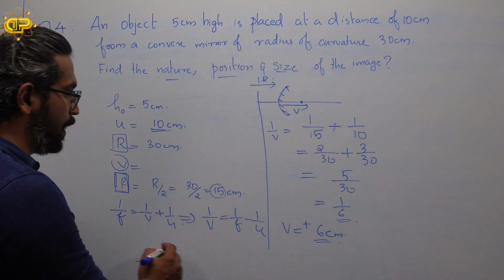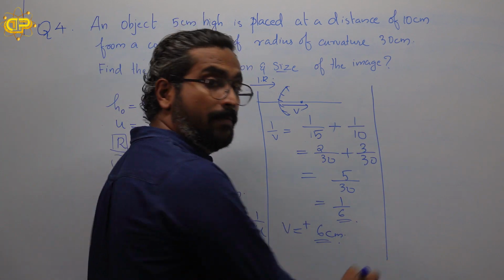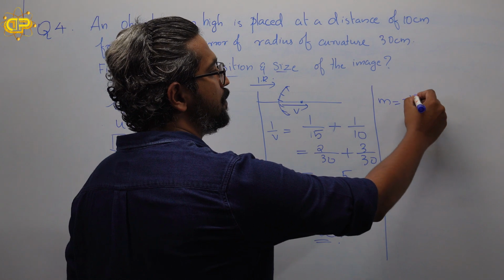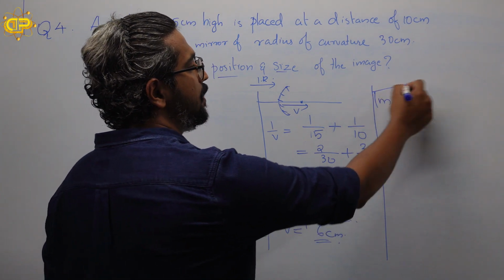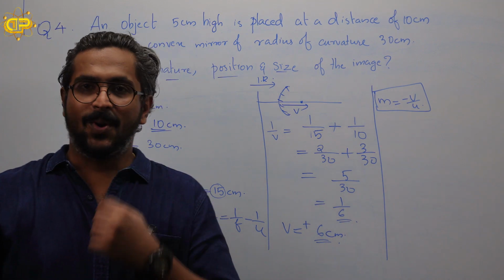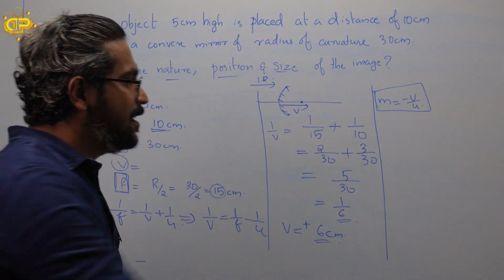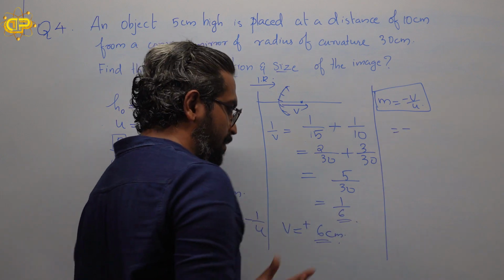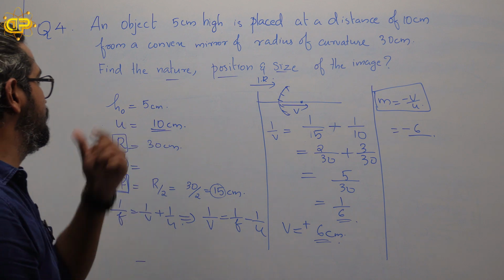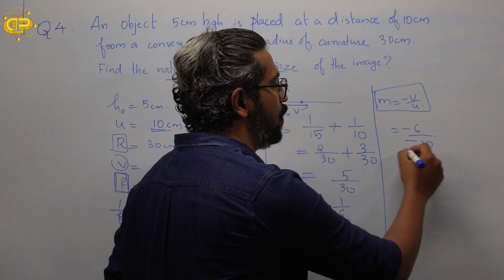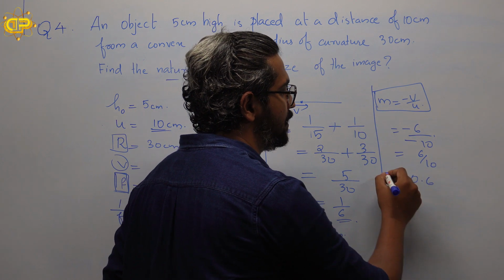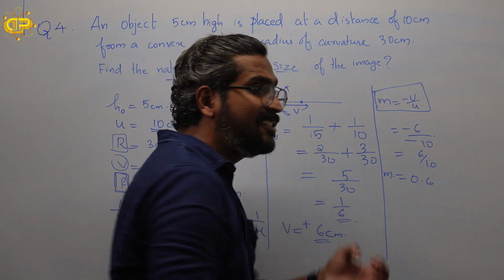So definitely we need to find out the M also. How can I find out M there? So M is equal to minus V by U. This is the case of a mirror. What is magnification? Minus V by U. Now just see, M is equal to minus, what is V there? 6 there, right? Divided by, what is U? It is minus 10. Or simply you can say 6 by 10, or simply it is 0.6 will be the magnification.